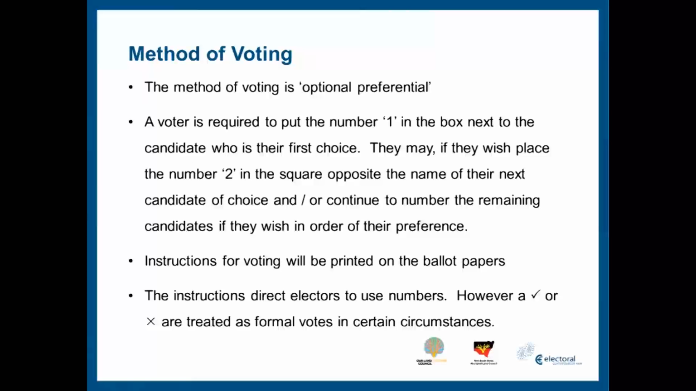The method of voting in this election is optional preferential. A voter is required to put the number 1 in the box next to the candidate who is their first choice. The voter may, if they wish, place the number 2 in the square opposite the name of their next choice candidate and continue on numbering as few or as many squares after their first choice candidate as they wish. The instructions for voting will be printed on the ballot papers. The instructions direct electors to use numbers. However, a tick or a cross are treated as formal votes in certain circumstances. It is important to note that any candidate who wants to hand out how to vote material should only instruct the voter to use numbers. Ticks and crosses are savings provisions in the legislation only.